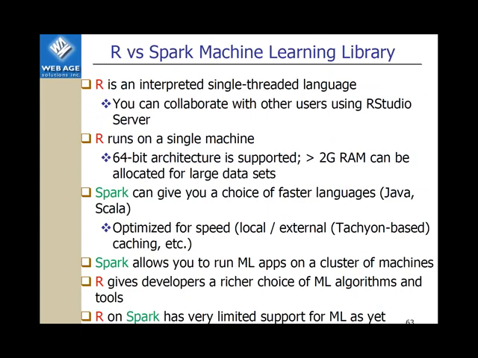Spark runs on a cluster of machines, right? So essentially, if your data is really big and properly partitioned, you can launch multiple processes. Essentially, every process would be a thread of execution.